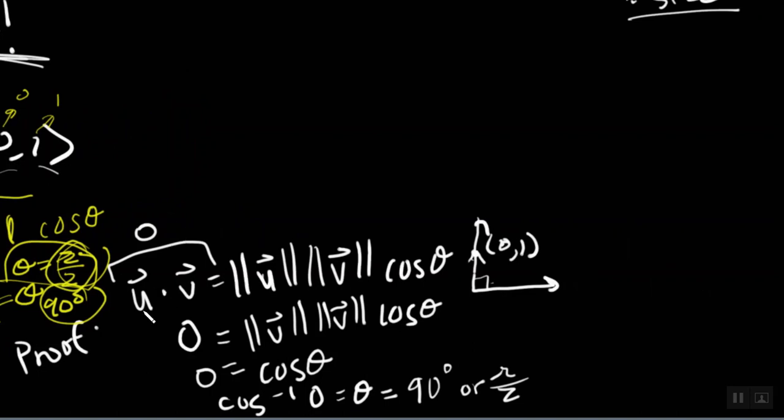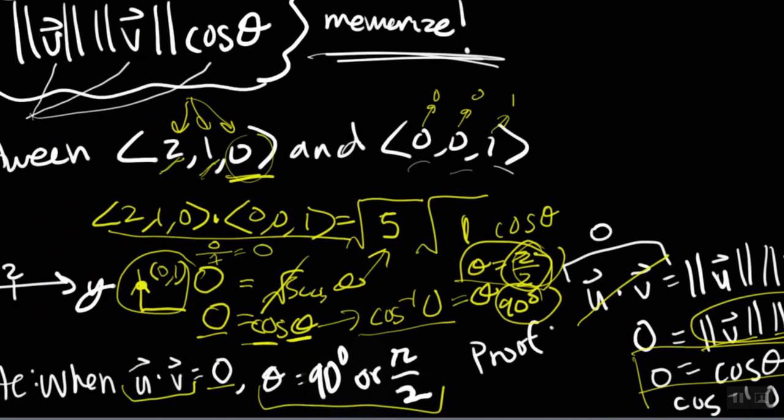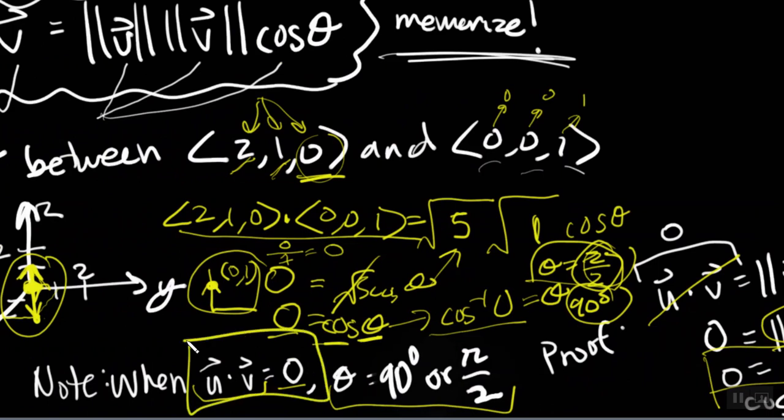So we're assuming that this is 0, and if this is 0, then of course we don't care about the norms, because if you divide 0 by the norms, you're still going to get 0. And you end up getting 0 equals cosine theta, and solving for theta, you get 90 degrees, or pi over 2. So this is a very important rule that will be applied, and you should memorize that.